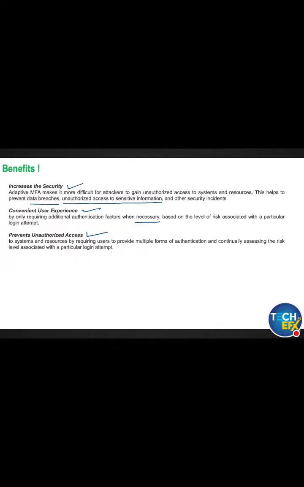Adaptive multi-factor authentication helps to prevent unauthorized access to systems and resources by requiring users to provide multiple forms of authentication and continually assessing the risk level associated with a particular login attempt. In summary, adaptive multi-factor authentication provides increased security, a more convenient user experience, and helps to prevent unauthorized access to systems and resources by making it more difficult for attackers to gain access.